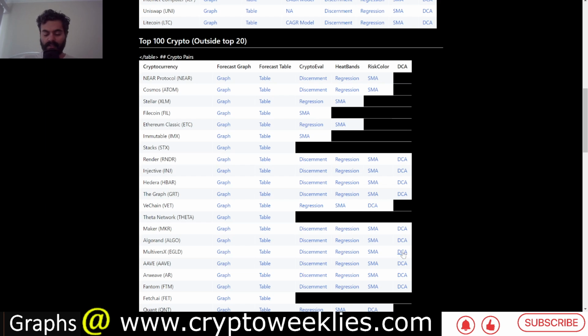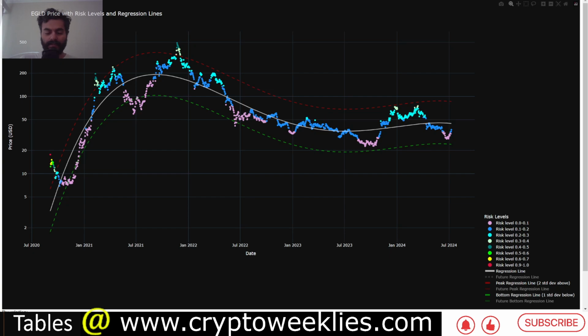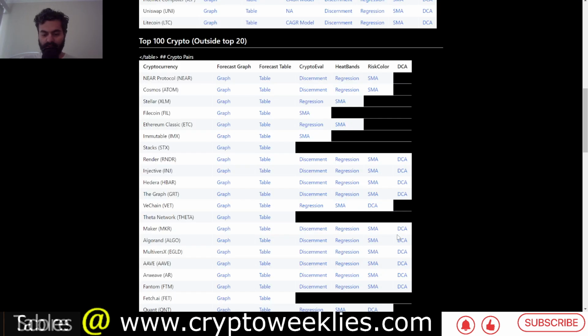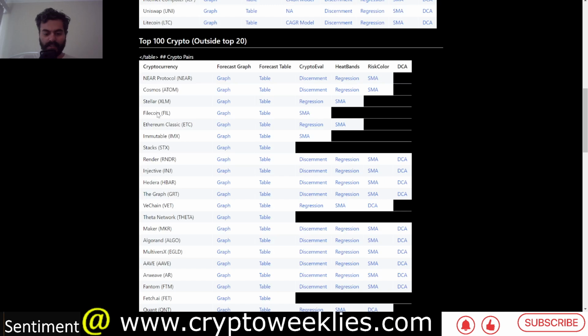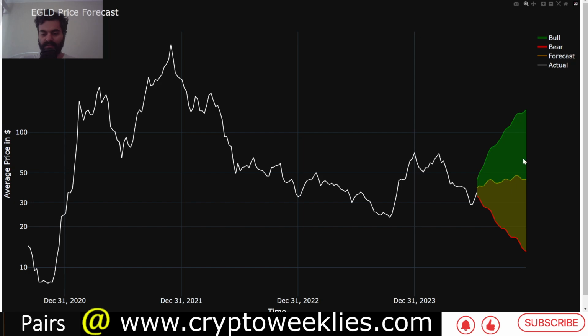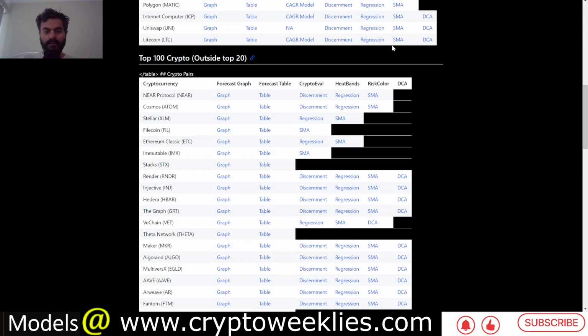Just to summarize, per the DCA analysis, the risk level is at around 0.13, a decent time to DCA. Per the SMA, again at 0.3 risk. In terms of the AI based forecast, the base case is between $38 and $48, the bull case between $44 and $146, the bear case between $13 and $33 for EGLD.